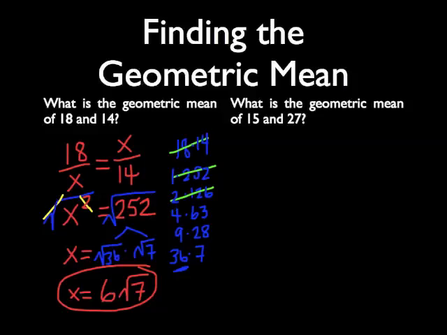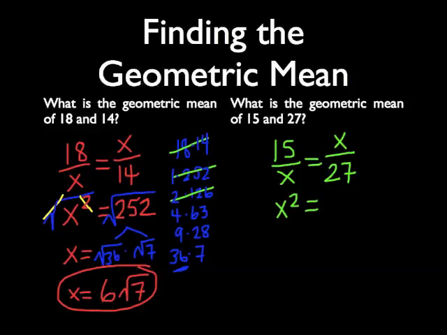Let's try this next one over here. What is the geometric mean of 15 and 27? Our definition says that it has to be the means of the proportion 15 over x is equal to x over 27. Now we'll use the cross products property of proportions and multiply our means and our extremes. When we multiply our means, we get x squared, and when we multiply our extremes, we get 405.